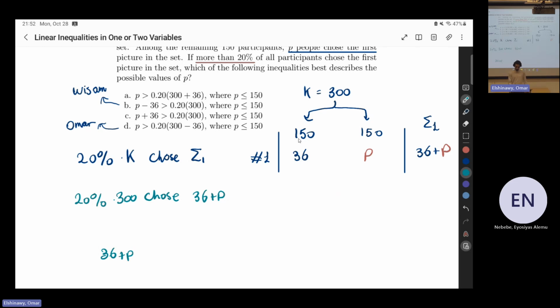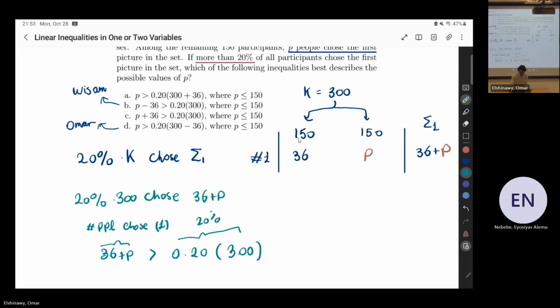Yeah, because p plus 36 is the number of people who chose the first photo. And I'm saying that the number of people who chose the first photo is greater than 20% of the whole population which carried out this experiment. So that is what I mean.